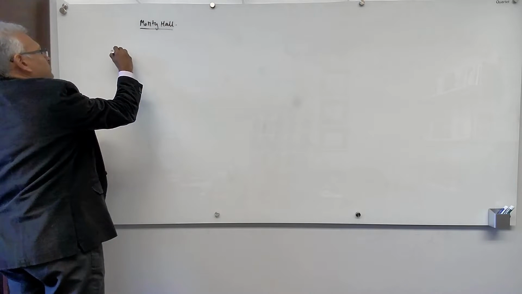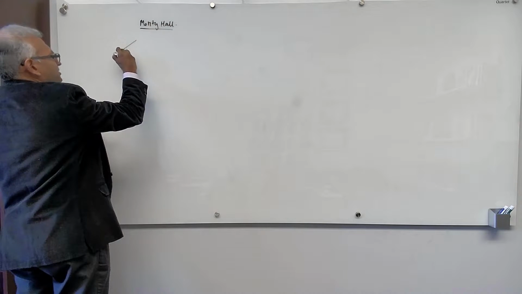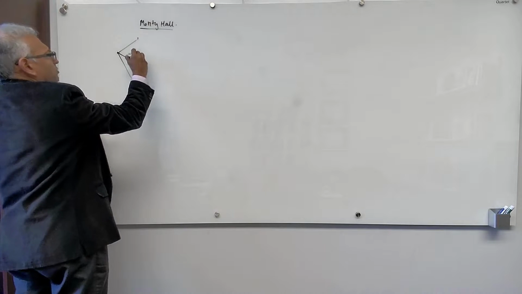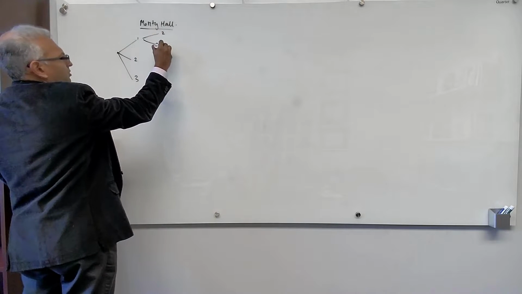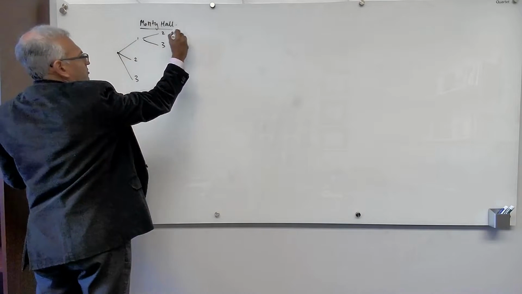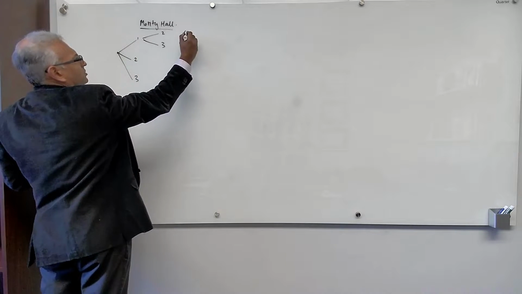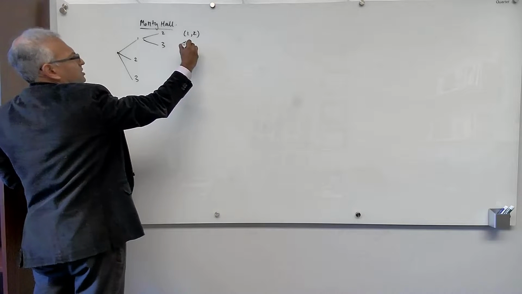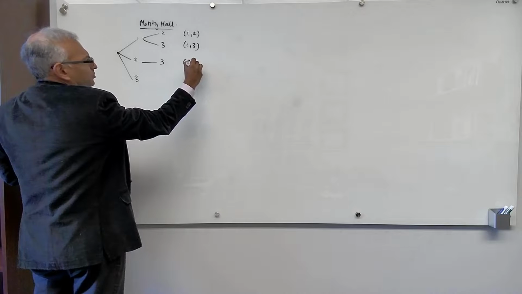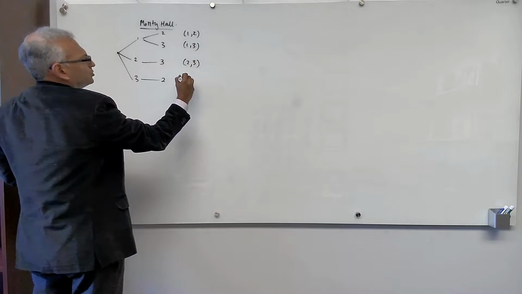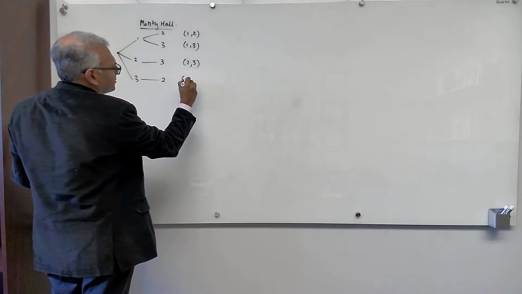Remember, the contestant is at door 1, the prize is at one of the 3 doors, door 1, 2, or 3, and Monty opens either door 2 or door 3 in the case that the prize is behind door 1. So this is the outcome 1, 2. This is the outcome 1, 3. Here he has to open door 3, so this is the outcome 2, 3. And here he has to open door 2, so this is the outcome 3, 2.